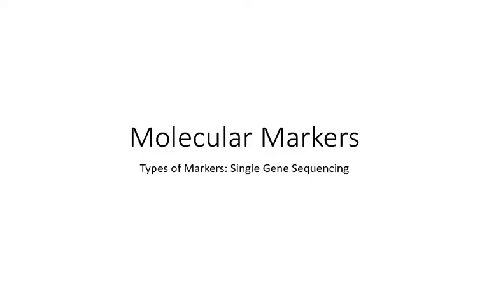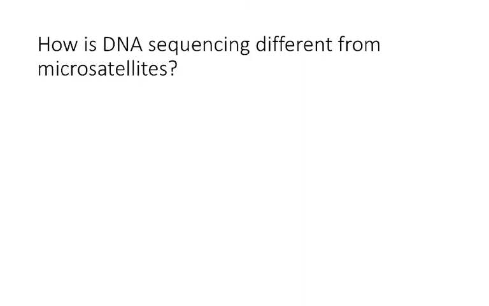Now we will continue our discussion of different types of markers, in this video focusing on single gene sequencing. And we've actually talked a little bit about this before. In the previous module, we talked about PCR and Sanger sequencing, which is essentially how you get single gene sequences to use as markers. So we have some prior background knowledge about this.